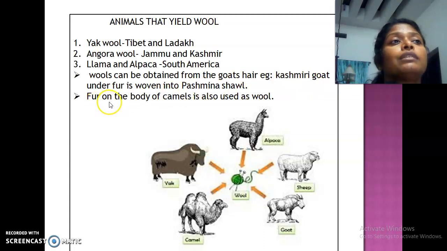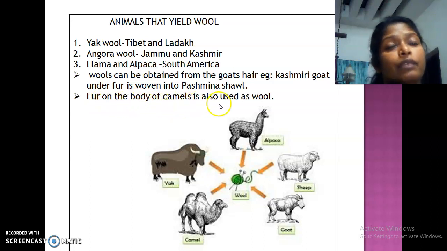And another one is that the fur of the body of the camels gives us wool. So you can see here different names of the animals: alpaca, sheep, goat, camel, yak. They all are providing us with wool.